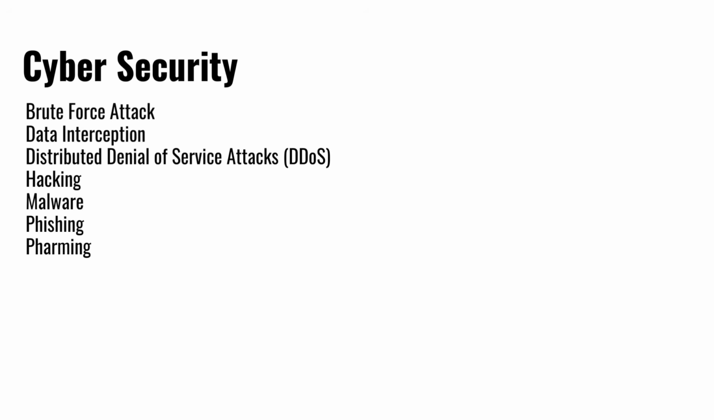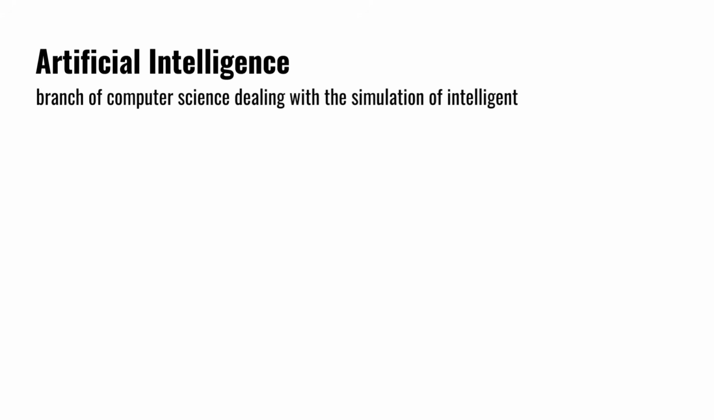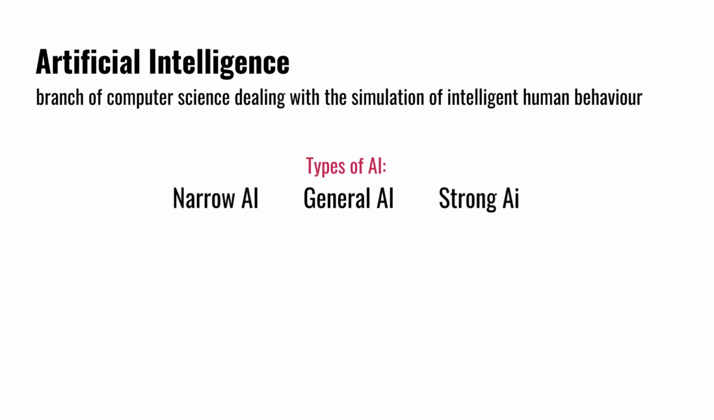Under cybersecurity, we need to know the different types of threats. This would include the brute force attack, data interception, the DDoS attack, hacking, malware, phishing, and pharming. Going over the last topic, which is artificial intelligence, it's a branch of computer science that deals with the simulation of intelligent human behavior. We have three types of AI, which are narrow AI, general AI, and strong AI.